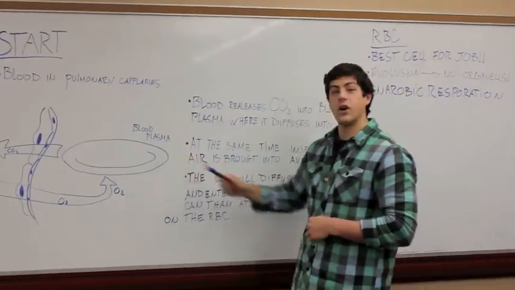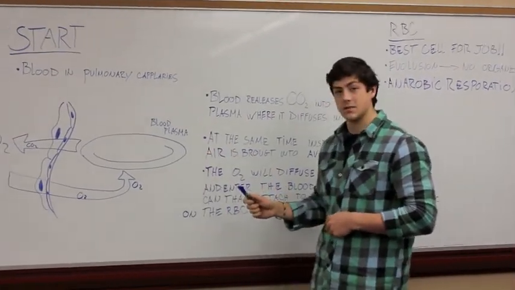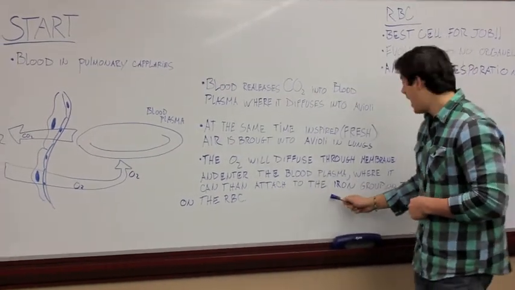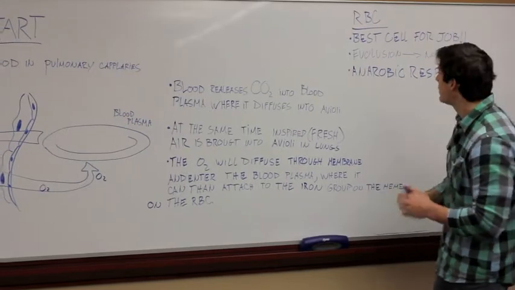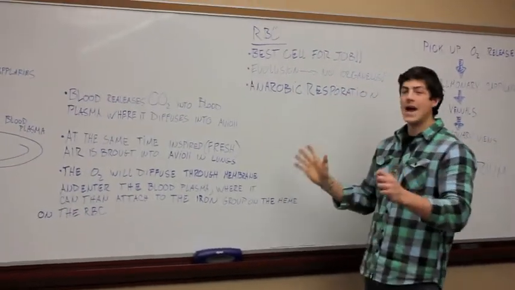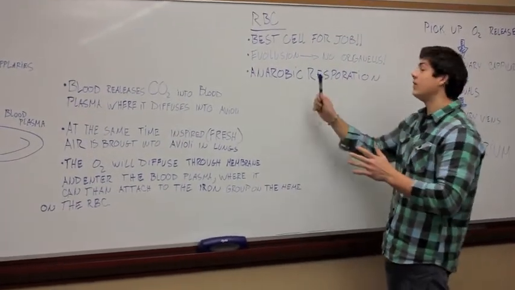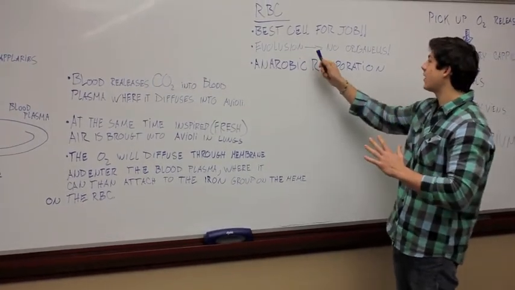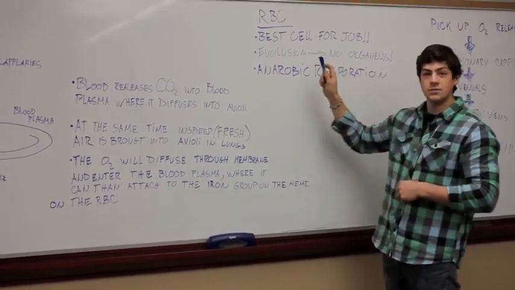Each red blood cell can hold up to 4 oxygen atoms because it has 4 iron groups, which hold the oxygen atom on its heme group. Red blood cells are an immaculate cell, which have been made through evolution to be the perfect cell to carry oxygen and CO2 transport.